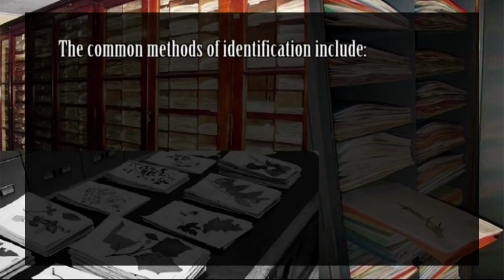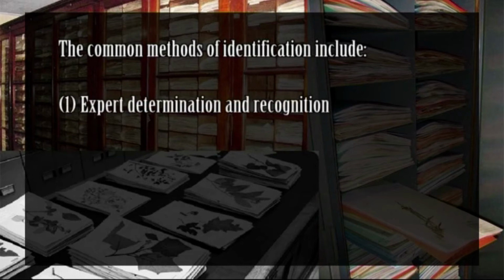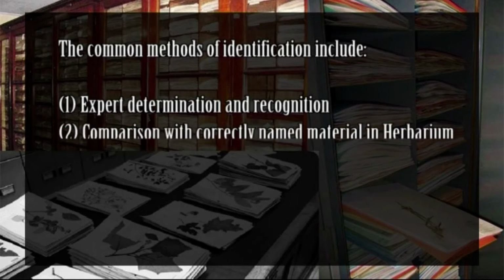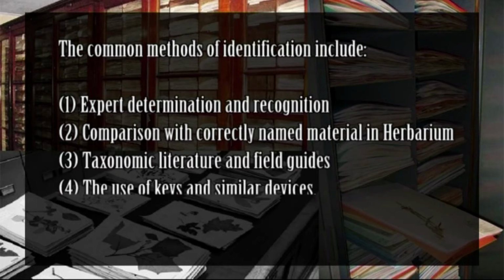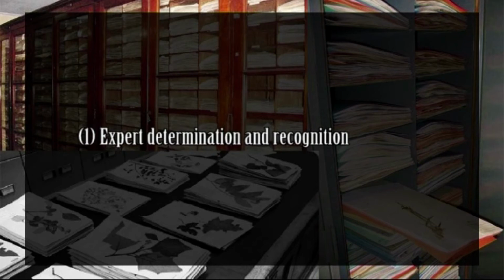Some of the common methods of plant identification are as follows. Number one is expert determination and recognition. Then we have comparison with correctly named materials in the herbarium. We take the help of taxonomic literature and field guides. We utilize keys and similar devices, and we also take the help of the internet. Now, we discuss these methods one by one.